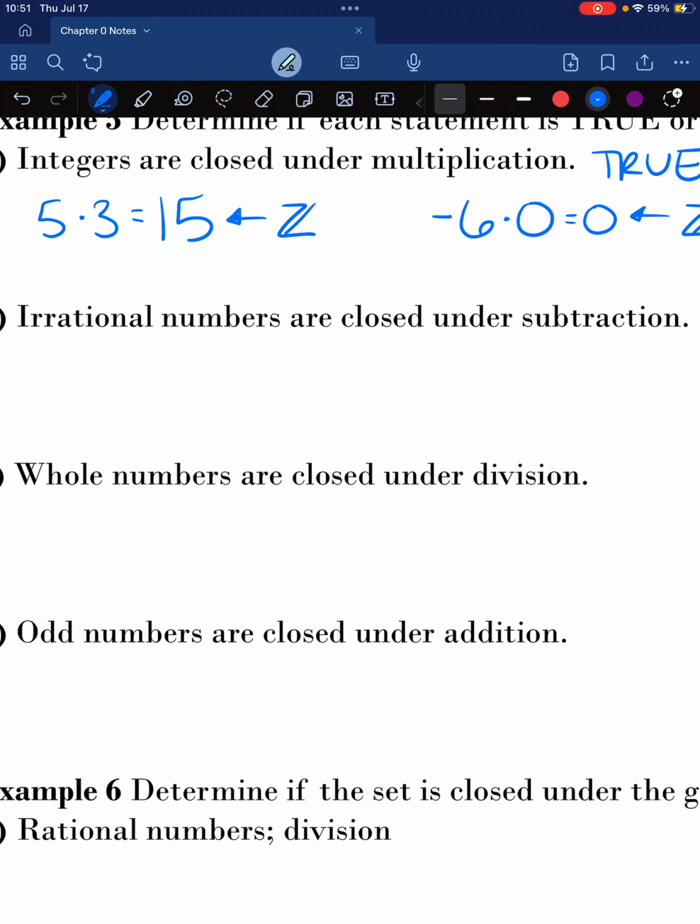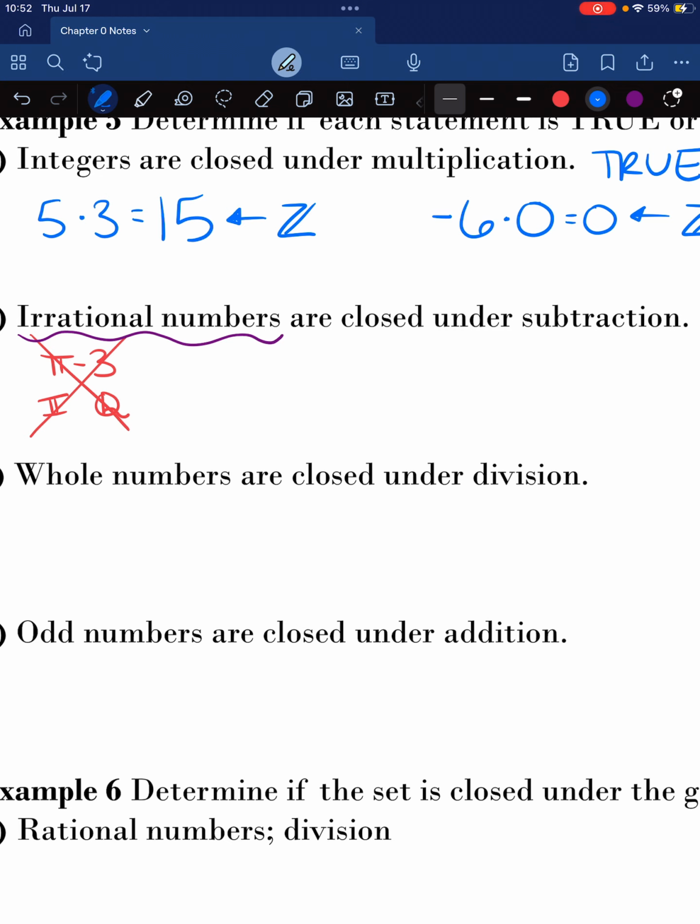Irrational numbers are closed under subtraction. Okay, so I need to pick two irrational numbers. I'm going to write this in red because this is wrong. I cannot use pi minus 3 as my counterexample because pi is an irrational number, but 3 is a rational number. So that is not a good example because I'm only allowed to use irrational numbers for that left side of the equation.